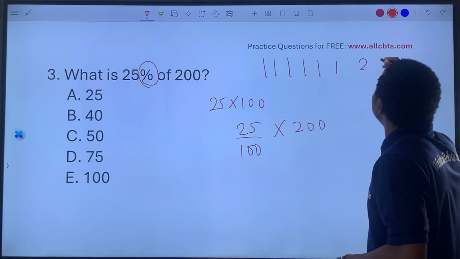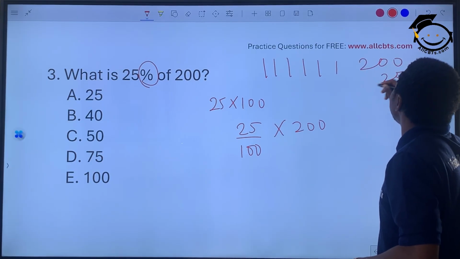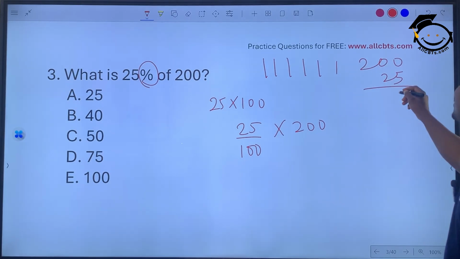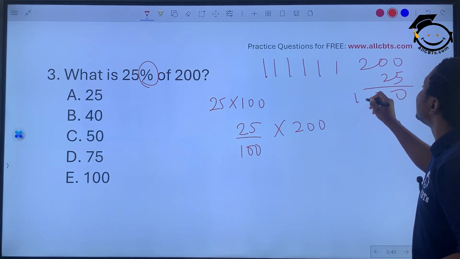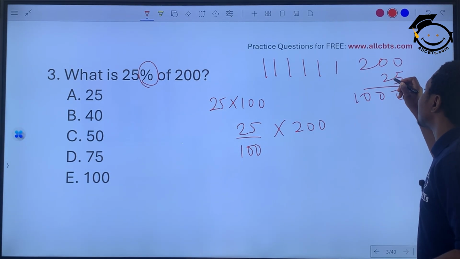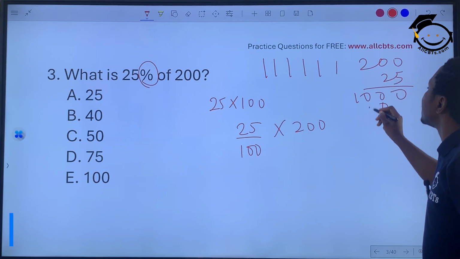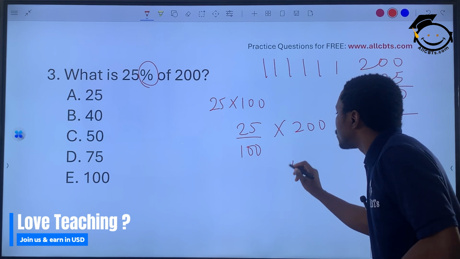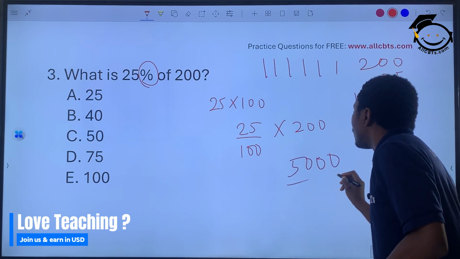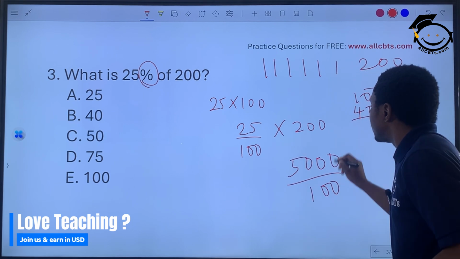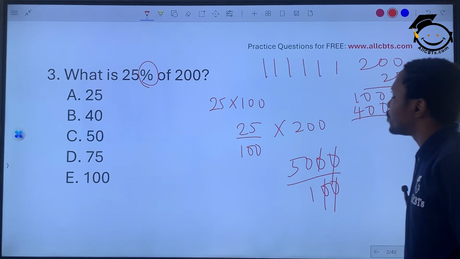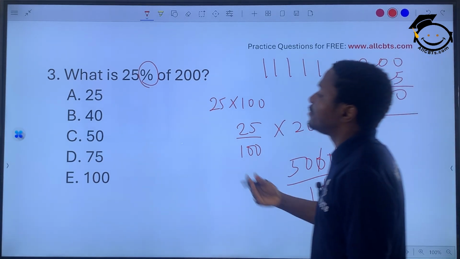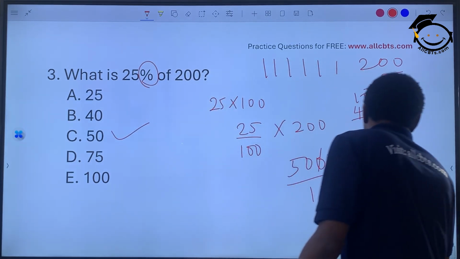200 times 25. By the time you do your calculation, that's 5,000. So that will be 5,000 over 100. Then 0 cancels 0, 0 cancels 0. What do you have? 50. 50 over 1 is the same thing as 50.